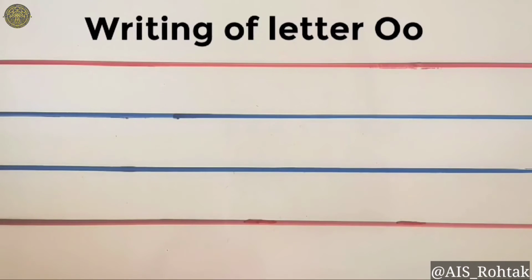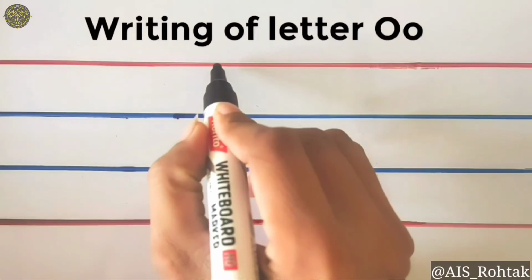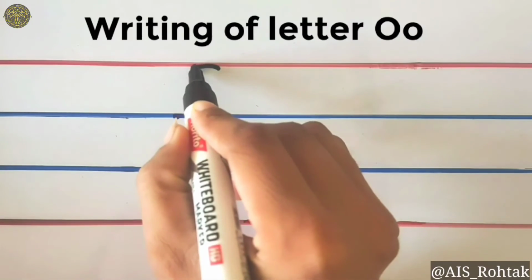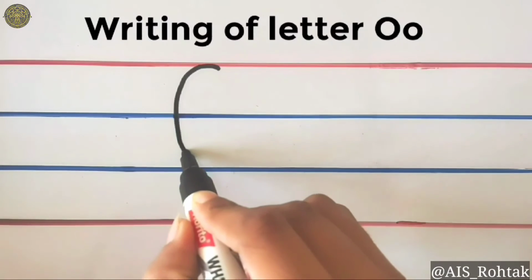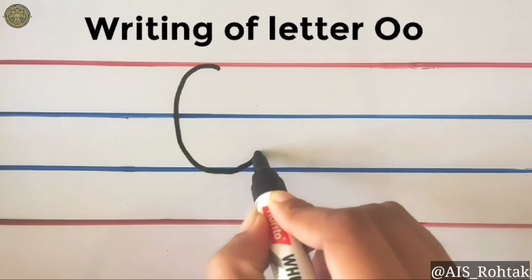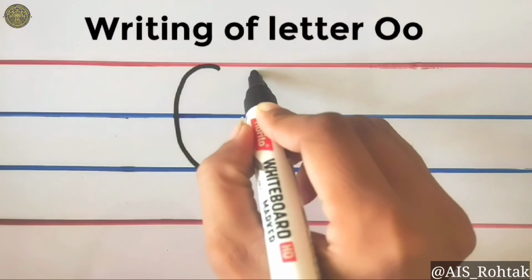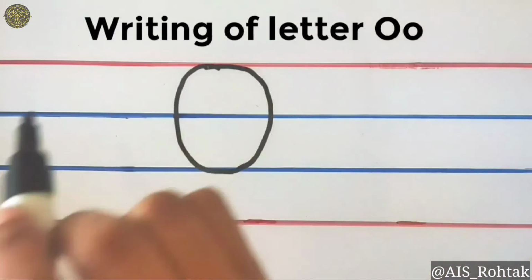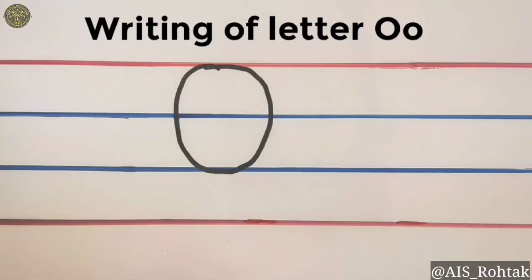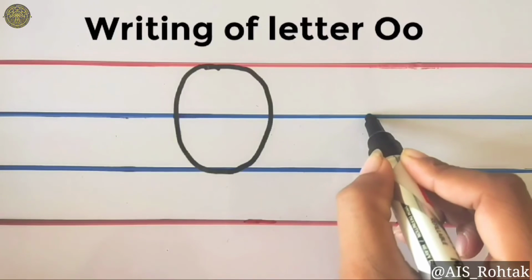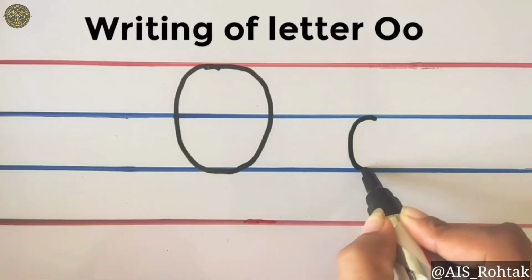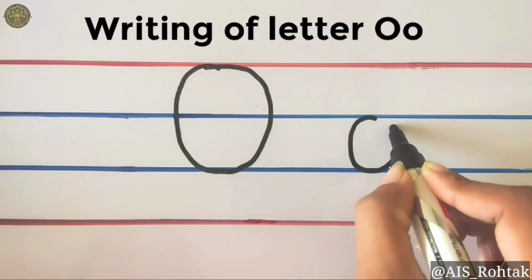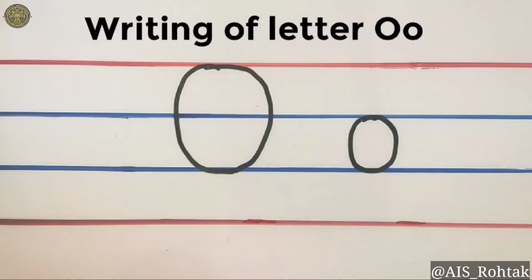Students, let's learn about how to write capital O and small O. For capital O, start from the red line, make a right side curve, touch the blue line. Now go up, up, up and join it. This is capital O. For small O, start from the blue line, make a right side curve. Now go up, up, up and join it.